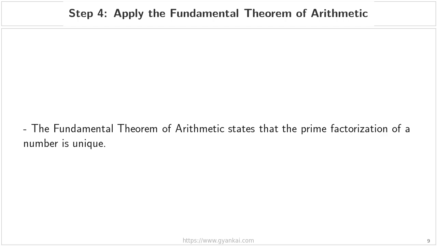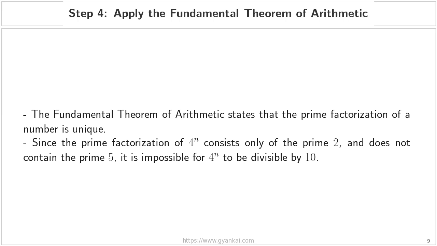Step 4. Apply the fundamental theorem of arithmetic. Now, let's bring everything together using the core principle we've been discussing. The fundamental theorem of arithmetic tells us something very important. The prime factorization of any number is unique. This means there is one, and only one, specific recipe of prime numbers for any given value.